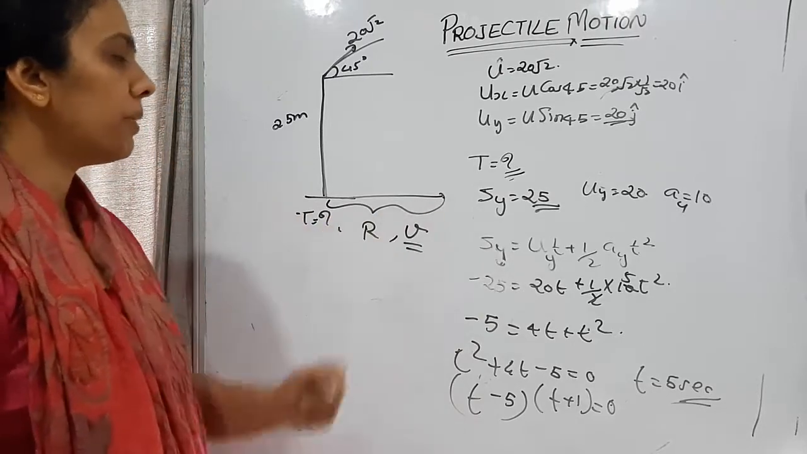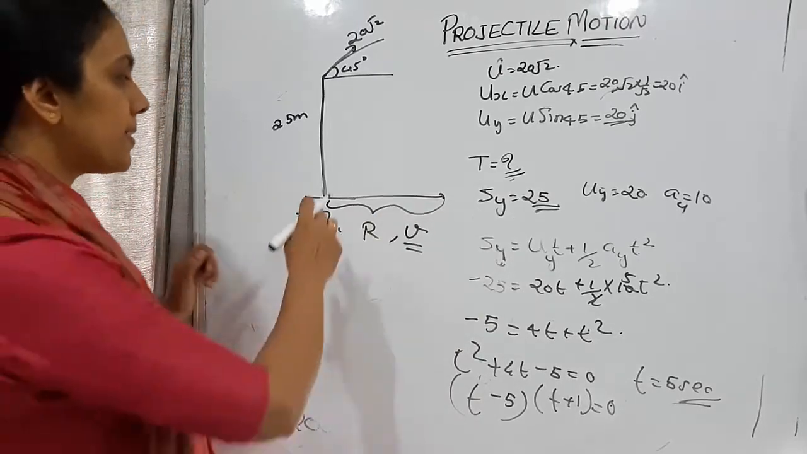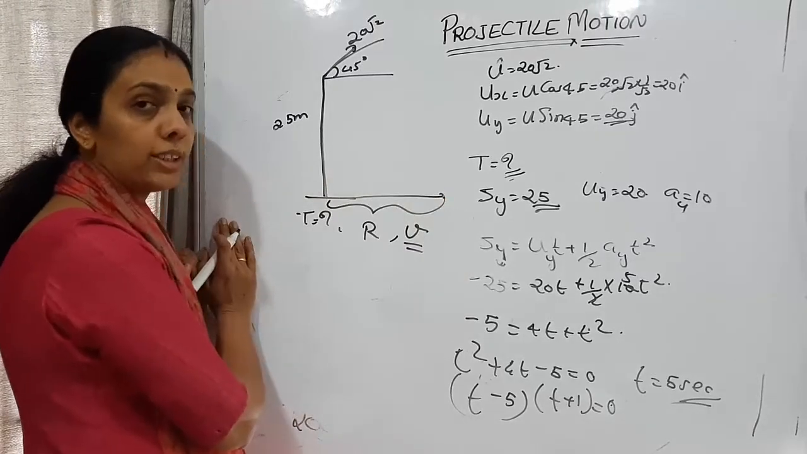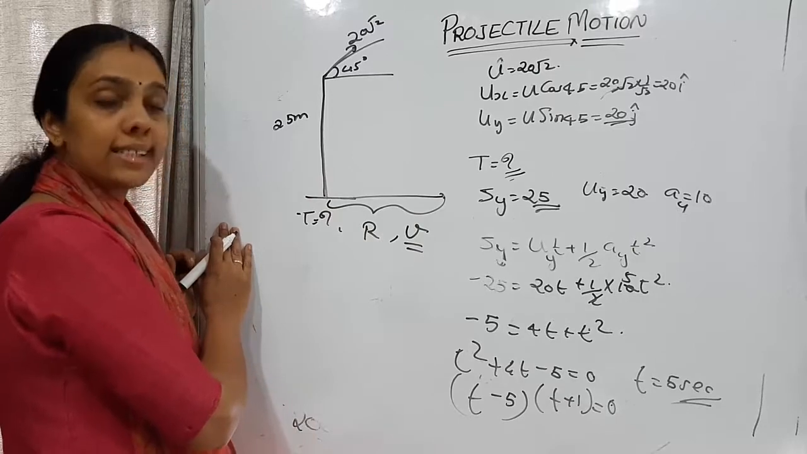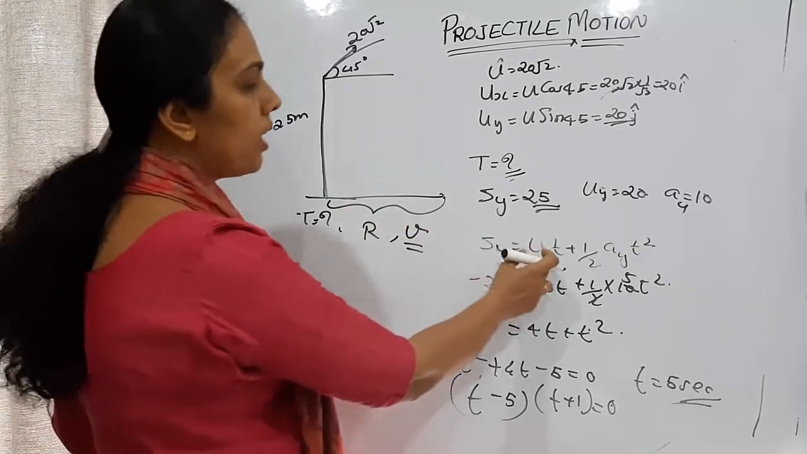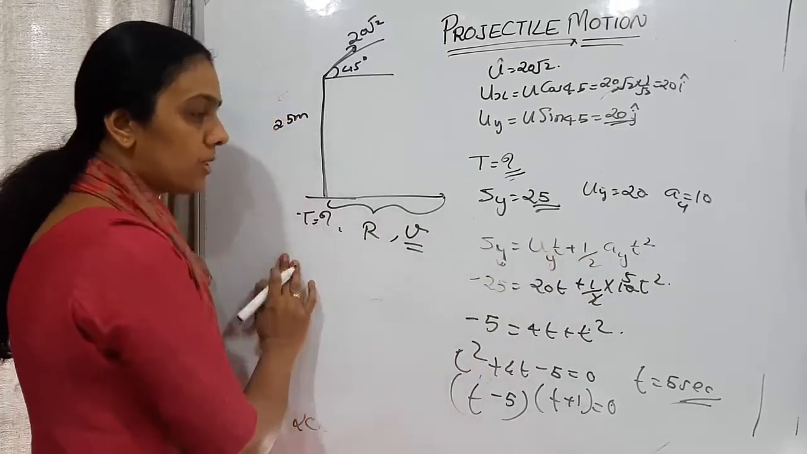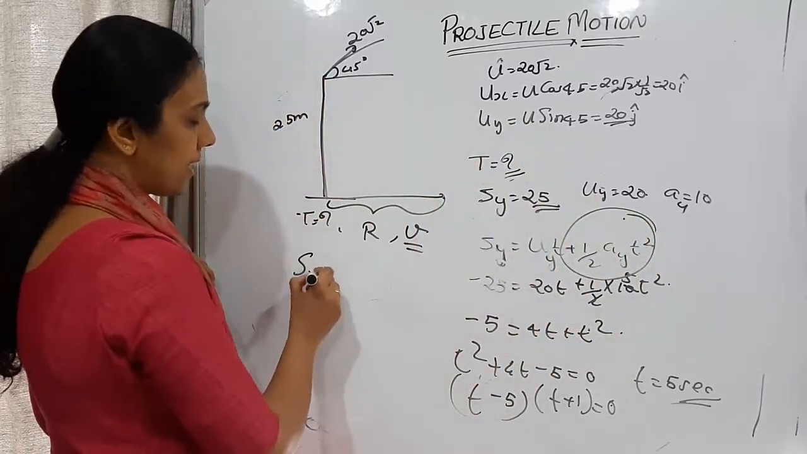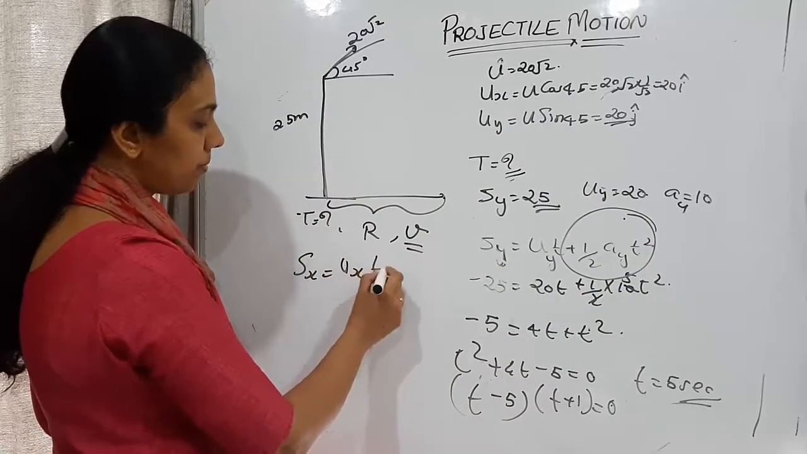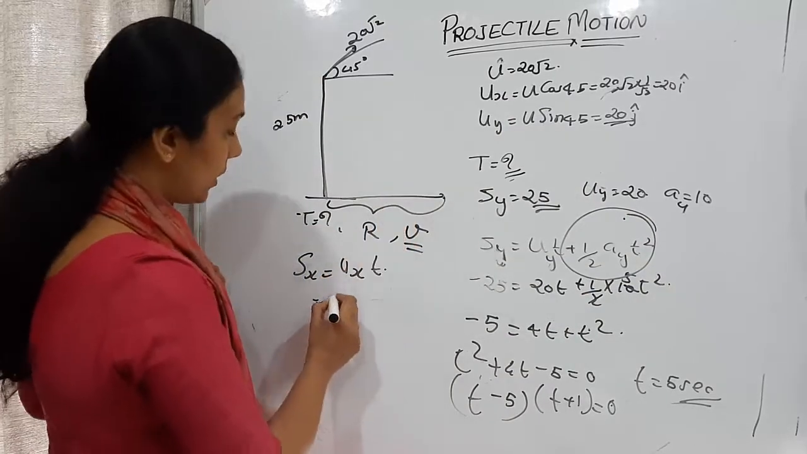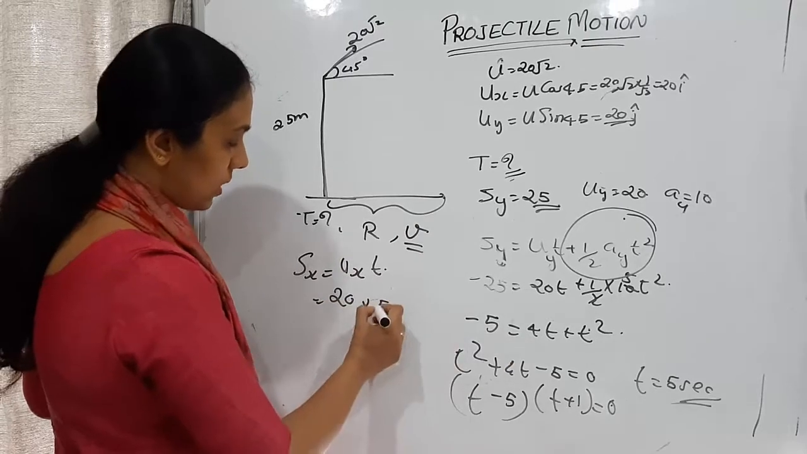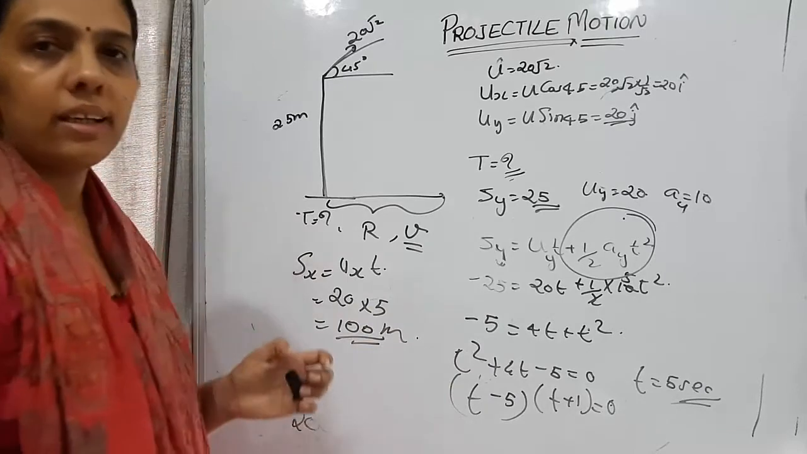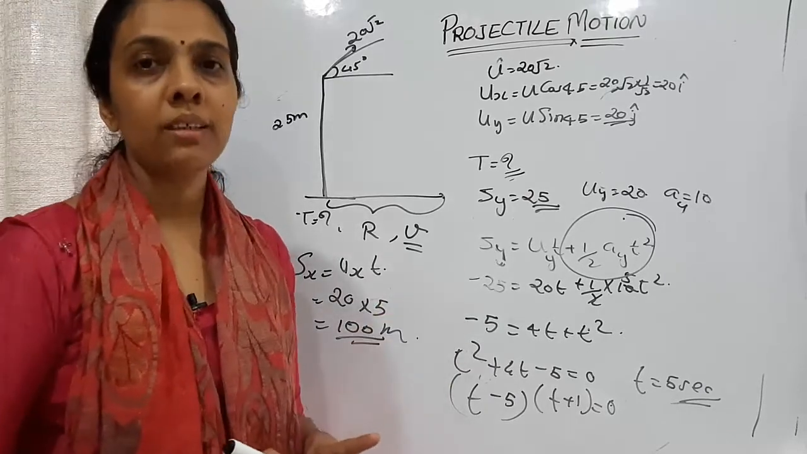Can you tell me how we will find the horizontal distance? How can we find it out? We should consider only the x axis. So Sx equals uxt plus half axt square. In that, this is not required. We need to take only Sx equals ux into t. See, ux we already got as 20, into t is 5. Therefore, it will be equal to 100 meters. Okay, clear? So this is how we will be solving this equation.